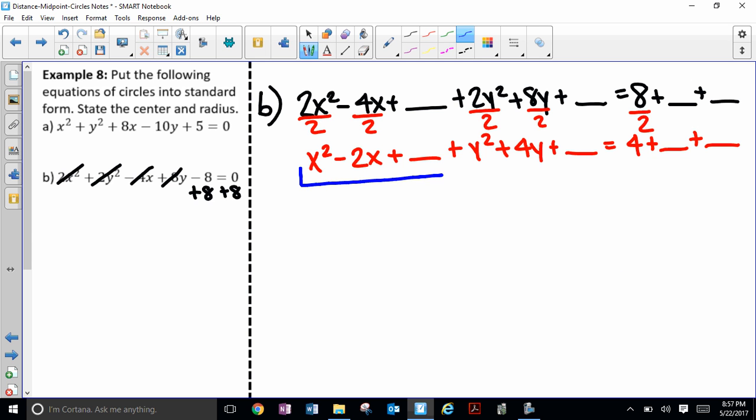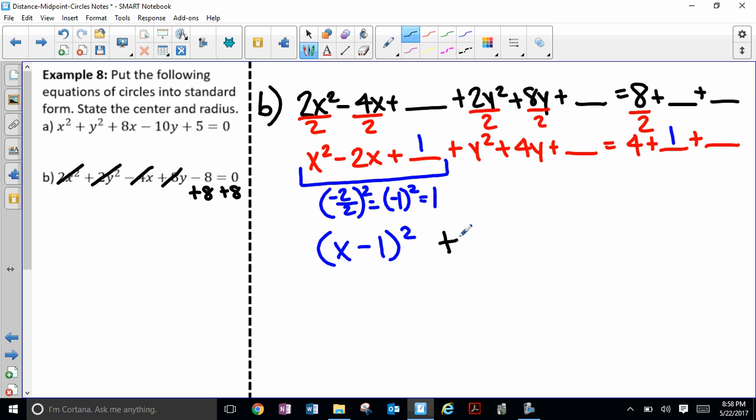All right, if I do the x's, you should have done negative 2 divided by 2 squared, which would be negative 1 squared, which is positive 1. So you add 1 to both sides. And so my x's will be x minus 1 squared. Because again, how I get the minus or the plus here, it's whatever b divided by 2 came out to be, which was negative 1.